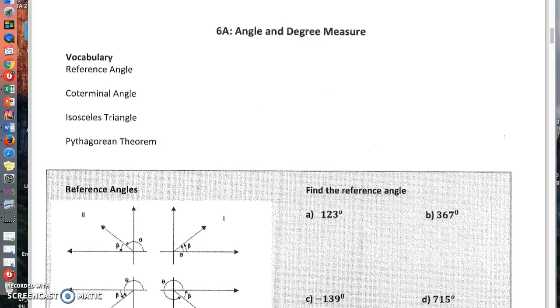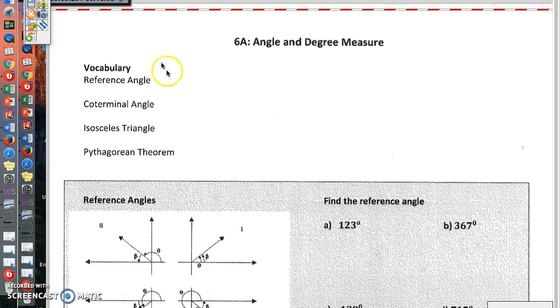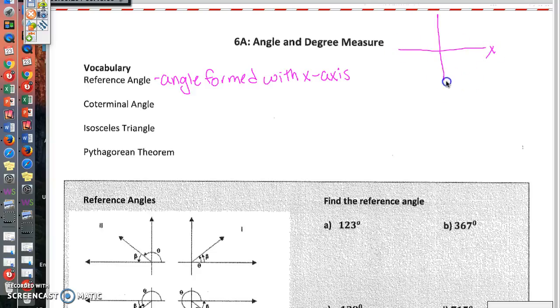Our first vocabulary word for today is a reference angle. And a reference angle is the angle formed with the x-axis. And I should mention that all the angles we're going to look at form angles with the x-axis and then its terminal side right here. So here would be the angle we were looking at right here.